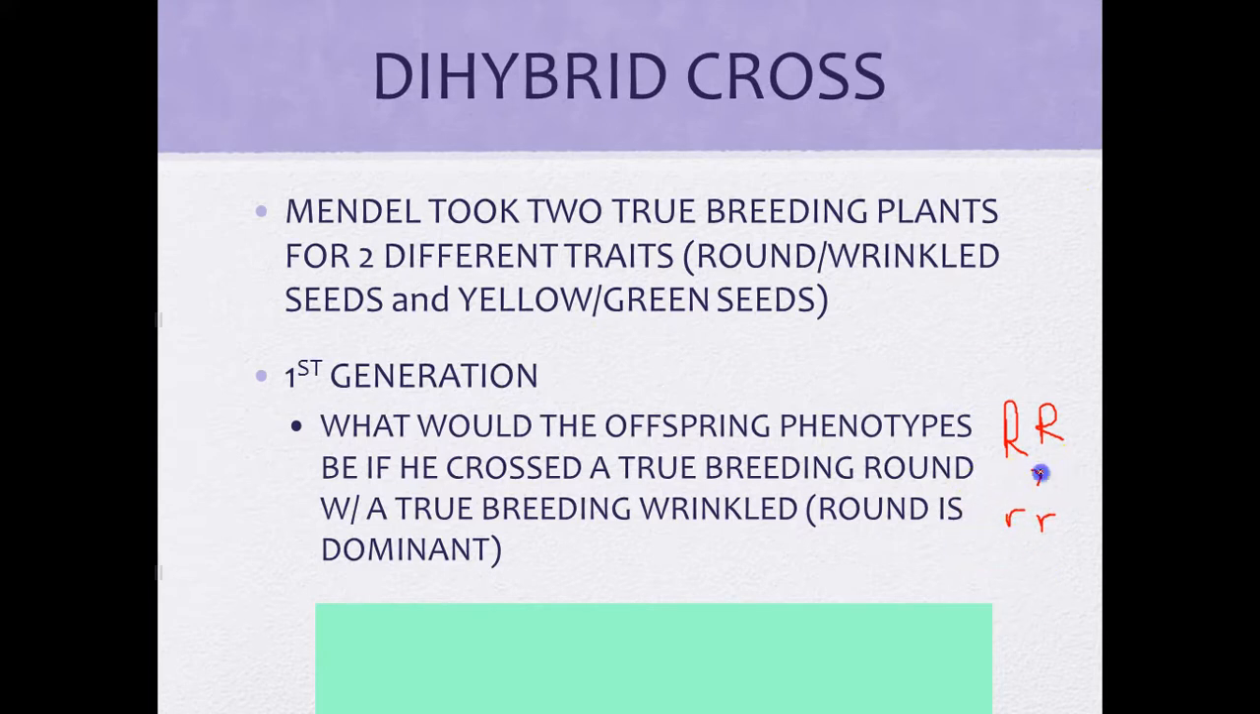If wrinkled is the dominant trait, all the offspring would have to be round. They would all end up with a genotype of big R little r.